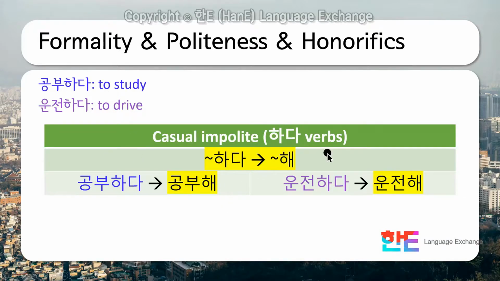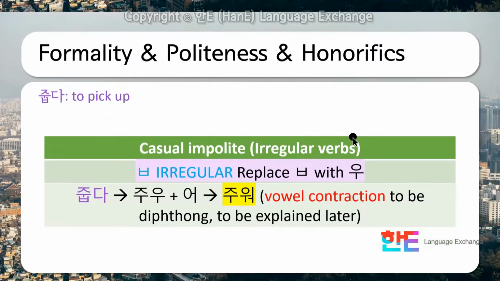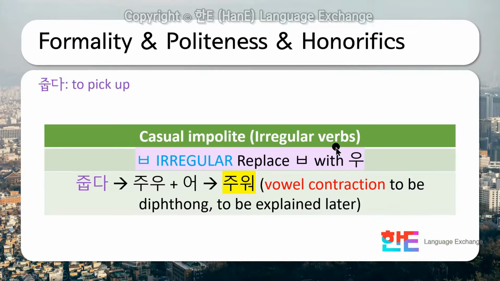In terms of 운전하다, to drive, it's the same thing, pattern-wise. So basically, we're going to remove 하다, and we're going to replace that with 해. And that gives us 운전해. There's a polite, obviously there's going to be casual polite. And to get that, we're just going to add yo to the end. But apart from that, we're going to continue with casual impolite.